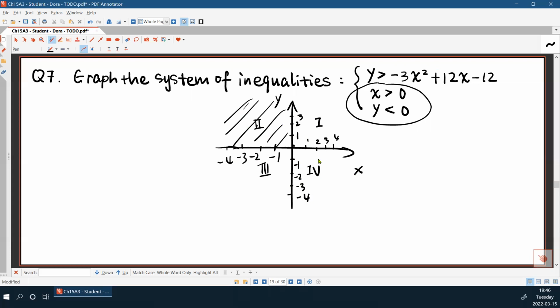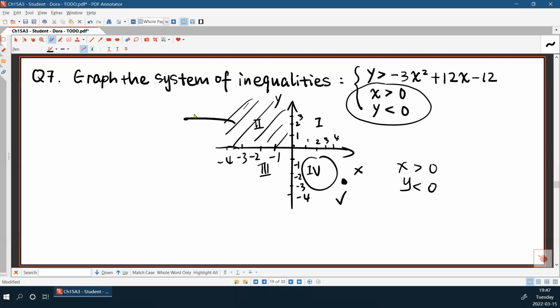4. Fourth quadrant, right? Fourth quadrant is correct because in the fourth quadrant, all x's would be greater than 0 and all y's are less than 0, right? Understand? Any point in the fourth quadrant, their x coordinate is greater than 0 and their y coordinate is less than 0. This is in accordance with these two inequalities. Understand?